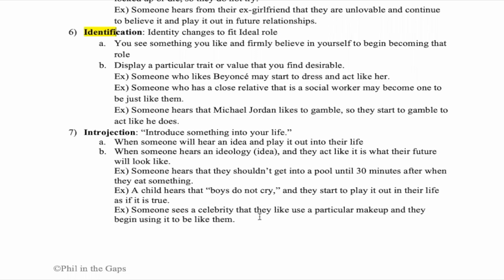Another example, someone hears that Michael Jordan likes to gamble. So they start to gamble to act just like he does in order to become Michael Jordan. So identification is where you start to identify as an individual that you deem desirable.